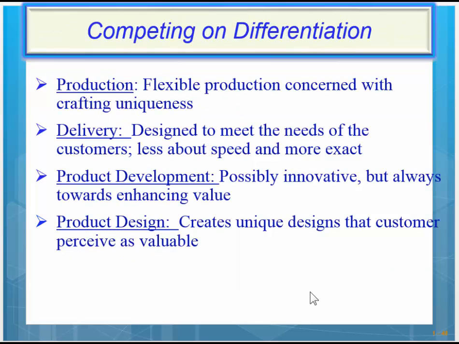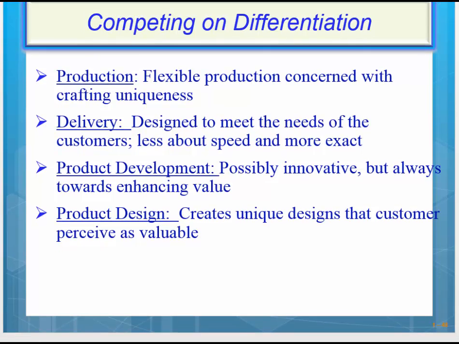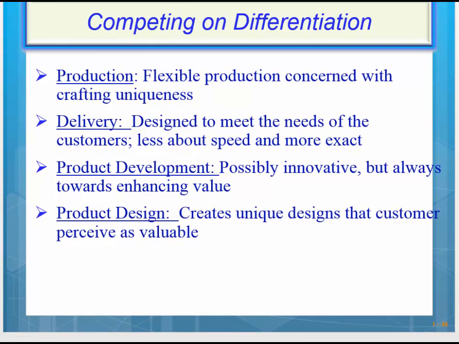So when we talk about competing on differentiation, for example, production, we need to have pretty flexible production that's concerned with crafting unique products, because if we don't craft unique products, well, then people aren't going to pay top dollar for whatever we're making. Delivery wise, it's got to be designed to meet the needs of the customers. They expect exact service when it's differentiation.